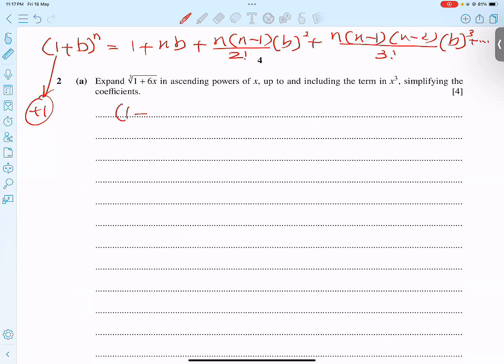So this I'm writing as 1 plus 6x to power 1 over 3, because cube root is 1 by 3. And now I'm capable to apply this formula directly because of the matching.